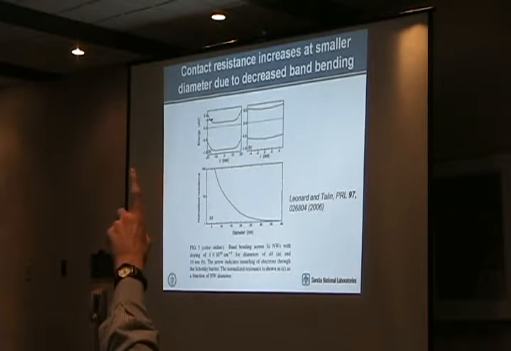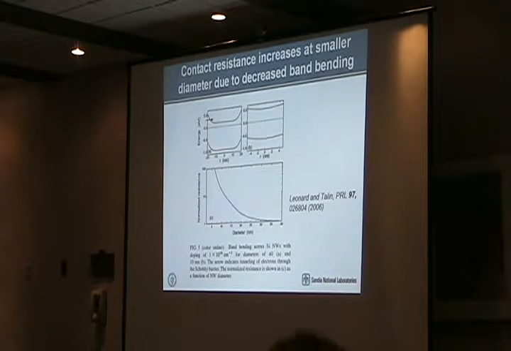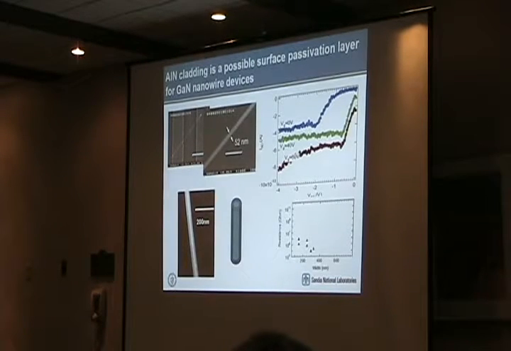Has anyone tried passivating these wires, like using the same tricks they use with quantum dots? Absolutely. That was actually the slide here. What I showed you earlier is that for neat gallium nitride, without any coating on it, they become completely resistive at dimensions below 100 nanometers, at least for our type of growth.